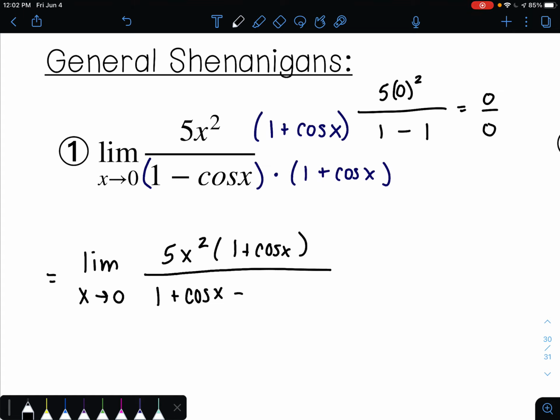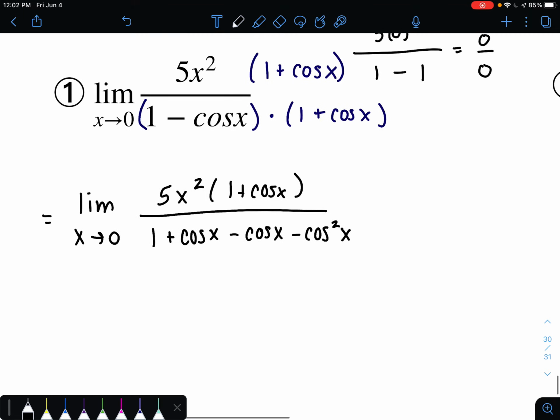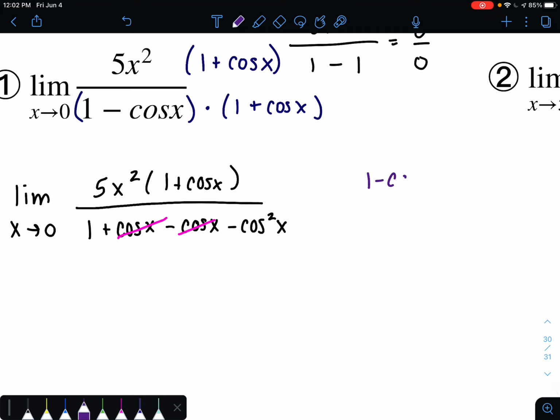And in the denominator, when I FOIL, I'm going to get 1 times 1 is 1, plus 1 times cosine of x is just cosine of x, negative cosine of x times 1 is negative cosine of x, and then I'm going to get negative cosine squared of x. So my middle terms are going to cancel out, and then I have 1 minus cosine squared of x.